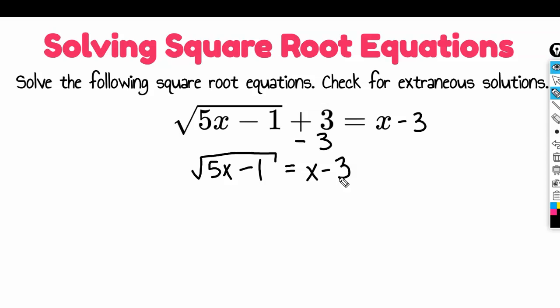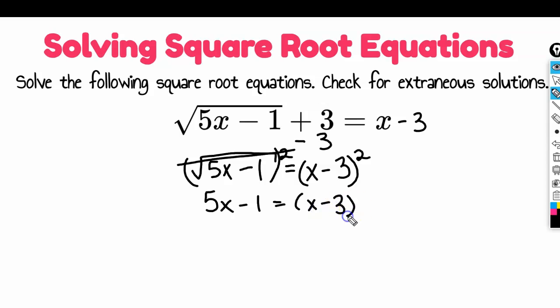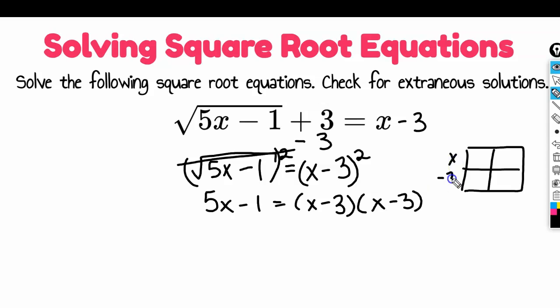All right. So then, what do I want to do? I want to get rid of the square root. How do I get rid of the square root? I square. Okay? So I square both sides. Square, square. That gets rid of the square root over here. So I've got 5x minus 1 equals x minus 3 squared, which, if we recall, x minus 3 squared is just x minus 3 times x minus 3. And I can use the box to multiply that. So I've got x minus 3 times x minus 3.